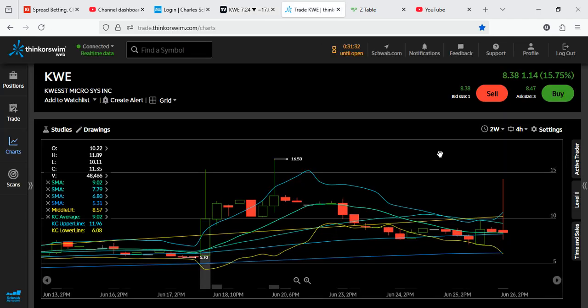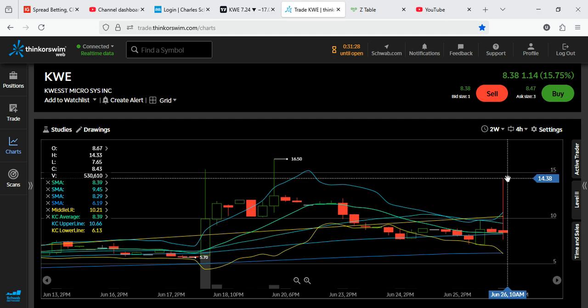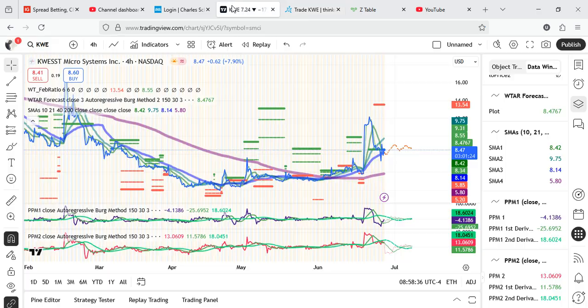Has it printed 8.55 already? Yeah. In this session, it has actually printed 14.38. So 8.55, yeah. But the two projections, 13.54 and 8.55, the probability of them printing is there.